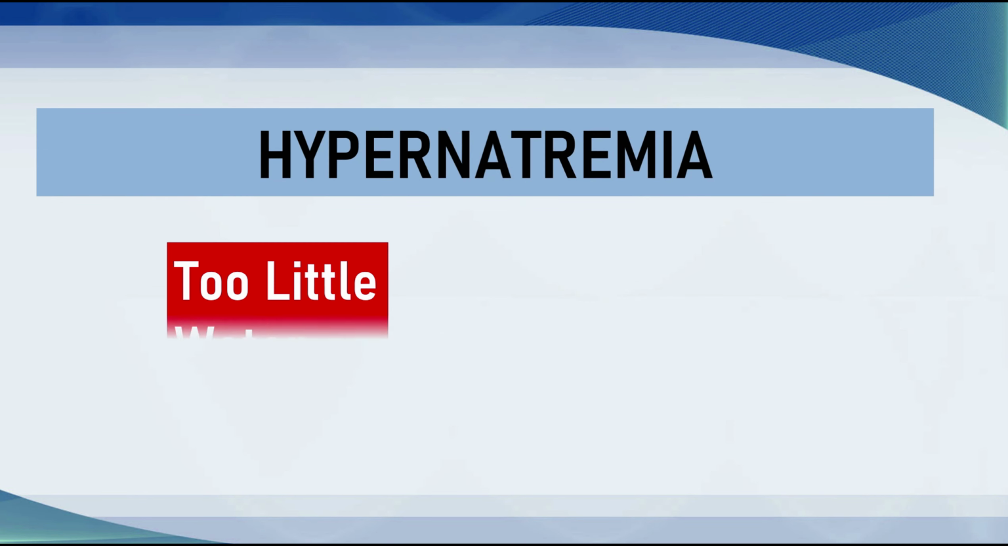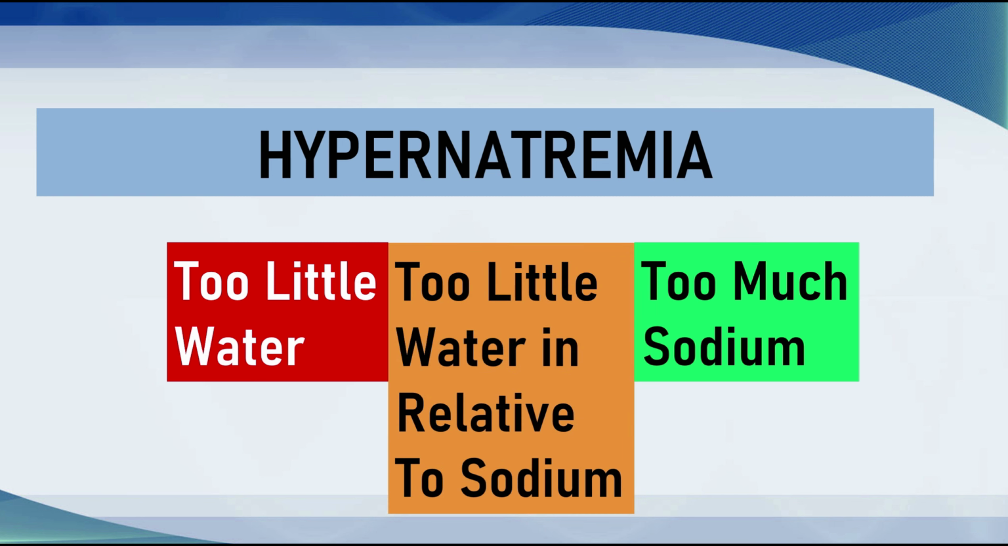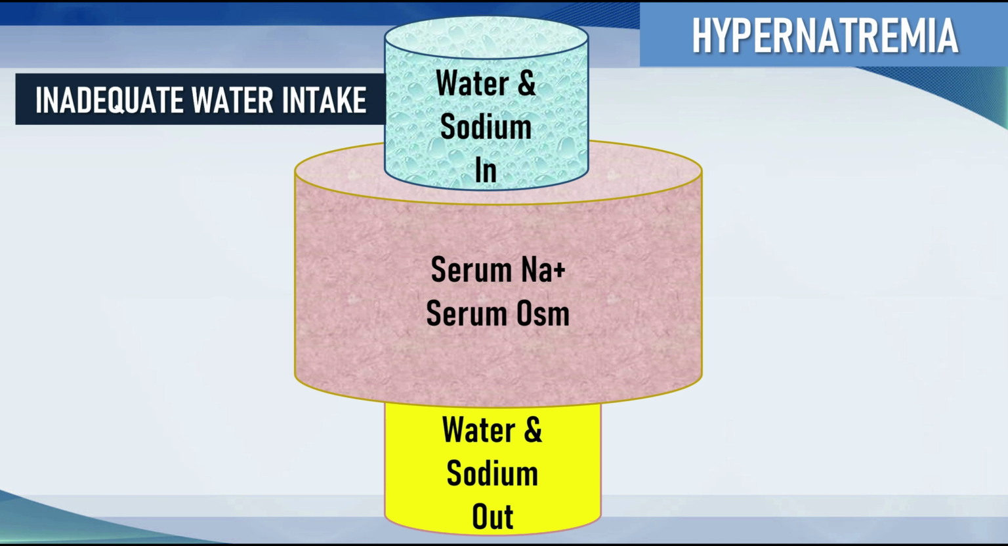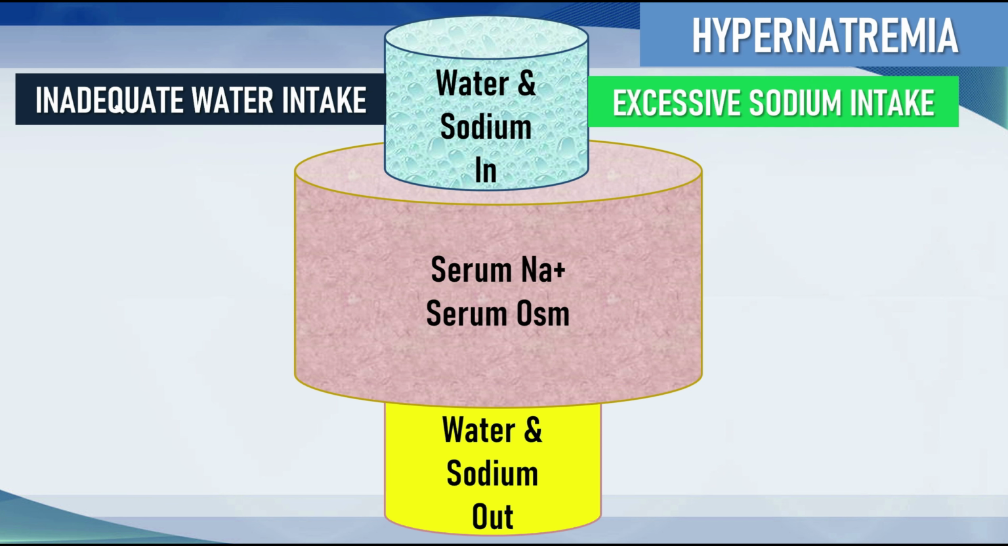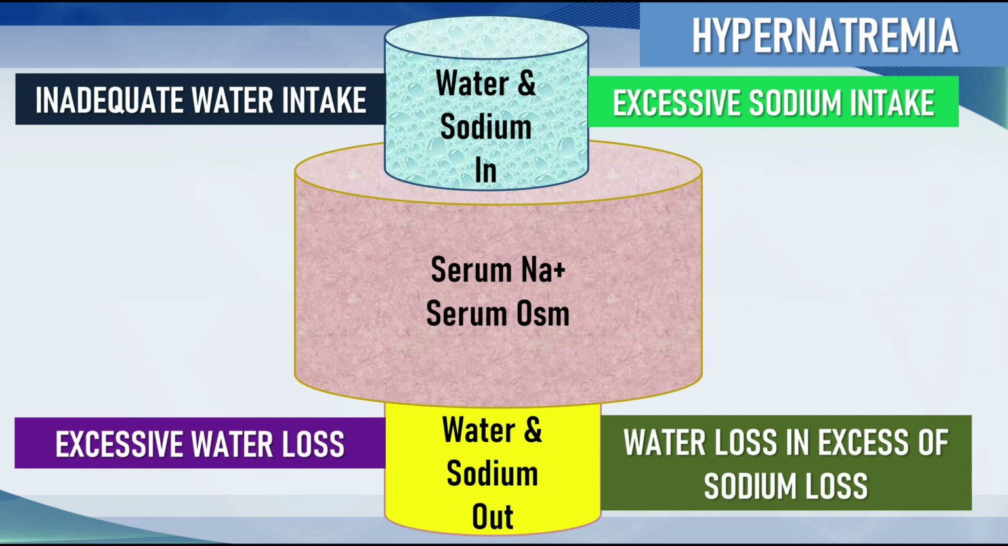Hypernatremia is a problem of too little water in the body, or too much sodium in the extracellular space, or too little water relative to sodium. How can that occur? If you look at this model of water and sodium in and water and sodium out, and in between the serum sodium and the serum osmolality, if you have inadequate water intake or excessive sodium intake, you may get hypernatremic. There will also be hypernatremia caused by water loss in excess of sodium loss or excessive water loss.